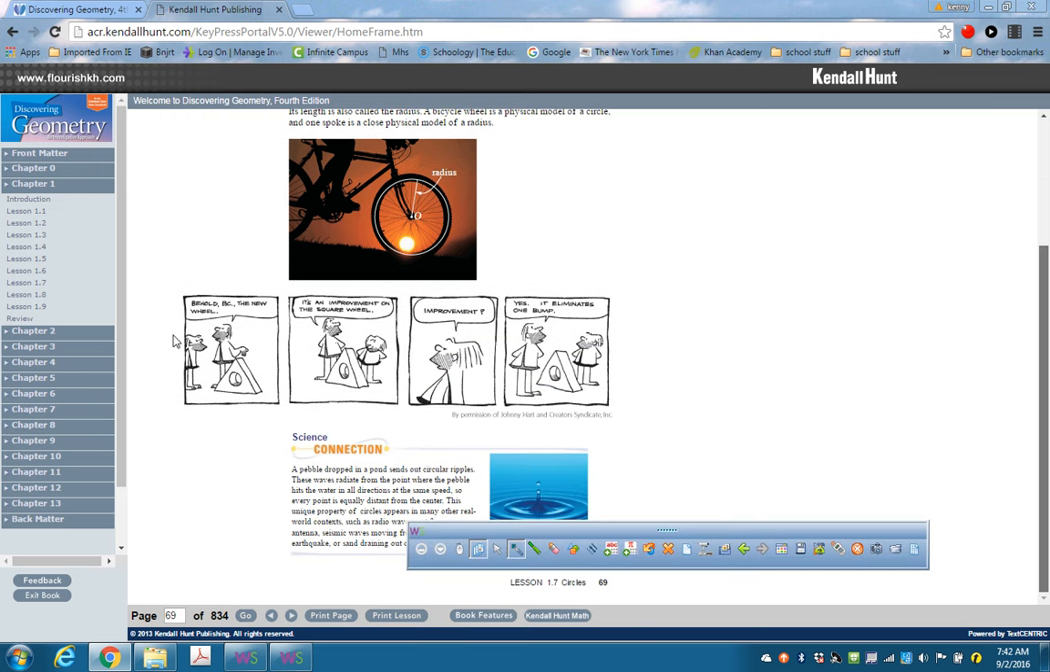And it said, we always skip the cartoons. It says, behold the new wheel. It's an improvement on the square wheel. Improvement? Yes, it gets rid of one bump. All right.